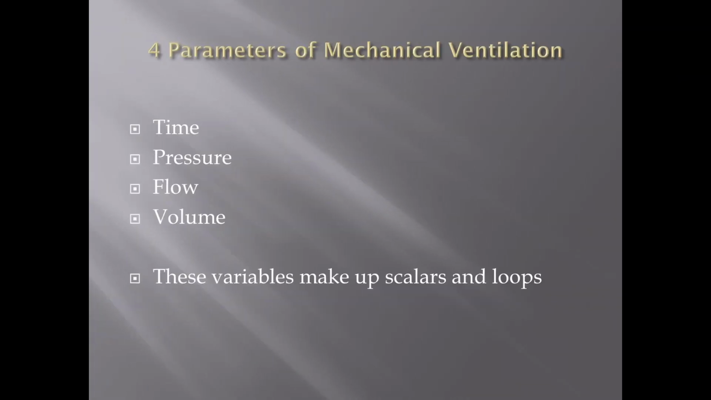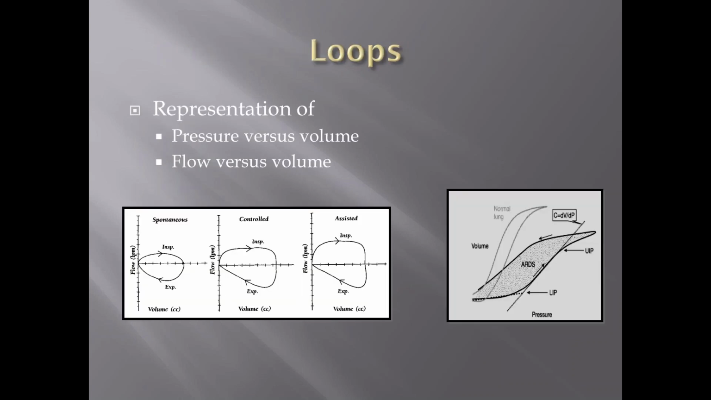Okay, so ventilator graphics. These are the 4 parameters that we look at in mechanical ventilation for the most part: time, pressure, flow, and volume. And these variables make up scalars and loops. Do you guys know what a scalar is? A scalar is pretty much just time on the bottom, and then one of those other things on the y-axis. And a loop has no time, it's just combinations of pressure and flow, or flow and volume. Like in a PFT lab when we do a flow volume, that's a loop. So for the most part, we're just going to talk about scalars.